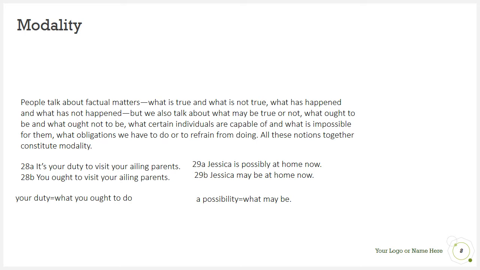In 28a and b, the obligation is centered on the subject, you. The sentence tells what is necessary for you to do. But in 29a and b, the possibility is not centered on the subject Jessica; it applies to the whole proposition, Jessica's being at home now. So we recognize another distinction in modality. It may be centered on some entity or entities, typically denoted by the subject of the sentence, or centered on a proposition contained in the sentence.